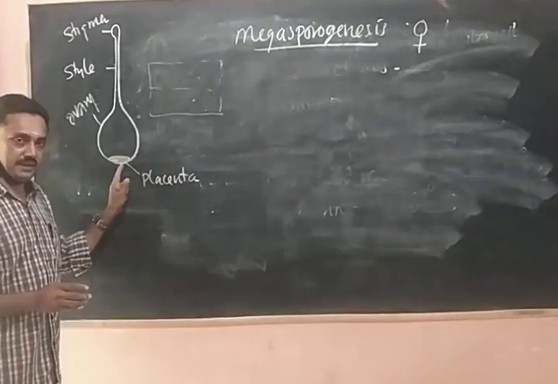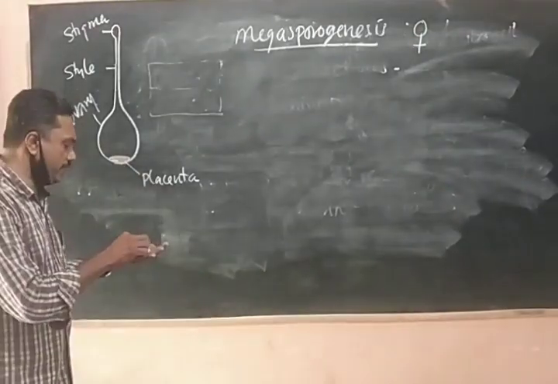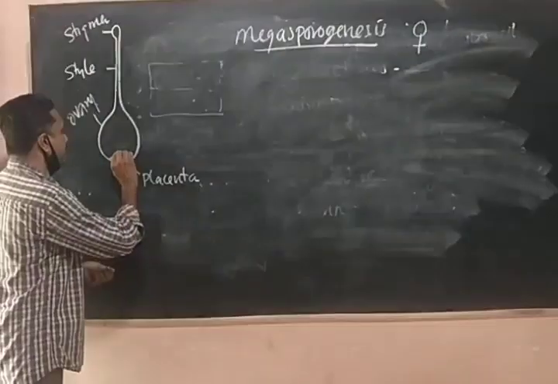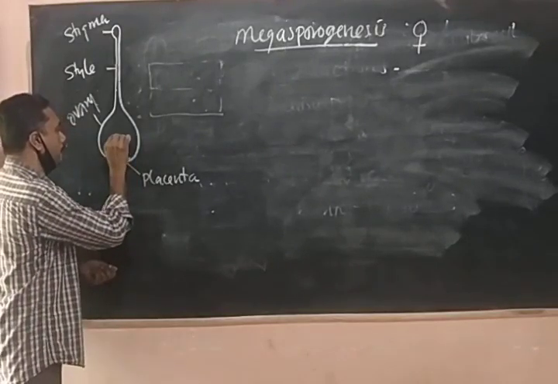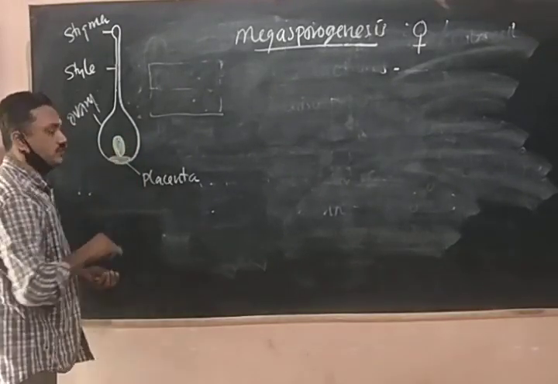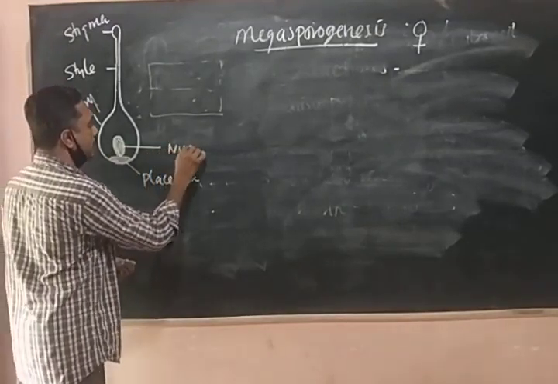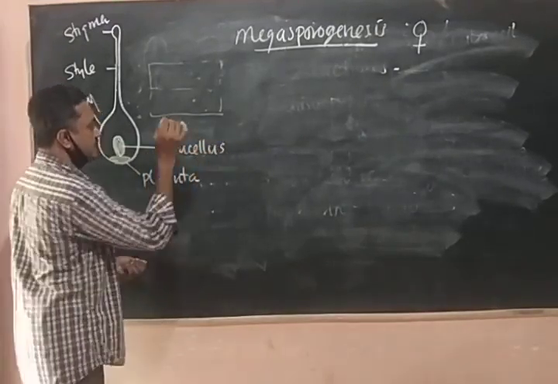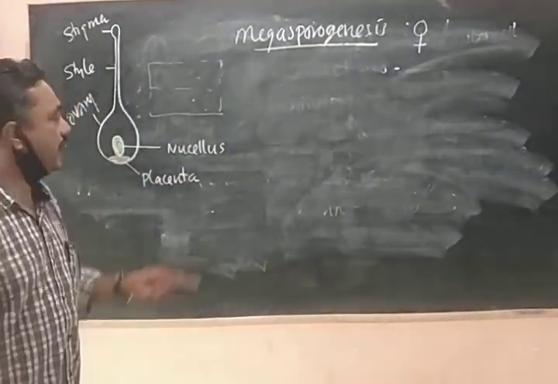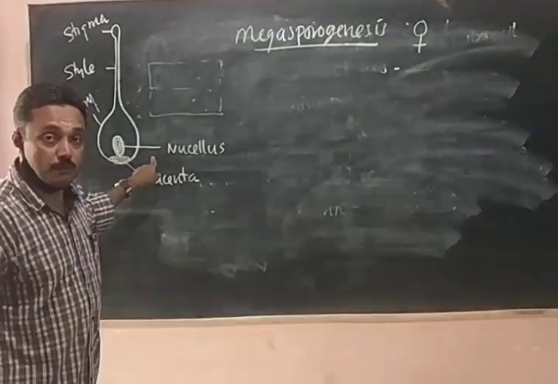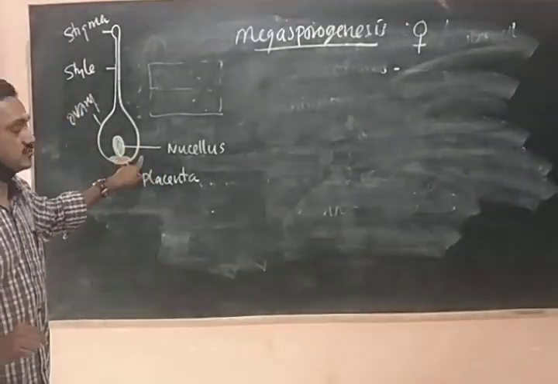So, the placenta. On the placenta, a small mass of tissue develops. Like this. This small mass of tissue is called nucellus. N-U-C-E-L-L-U-S. A small mass of tissue develops on the placenta, and that small mass of tissue is called nucellus. This is the first stage.